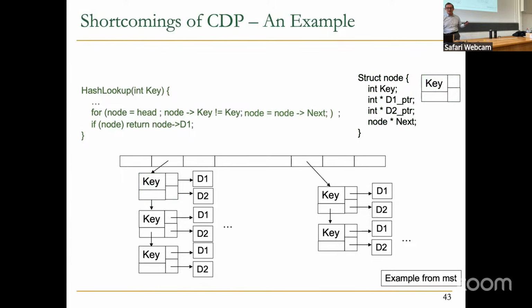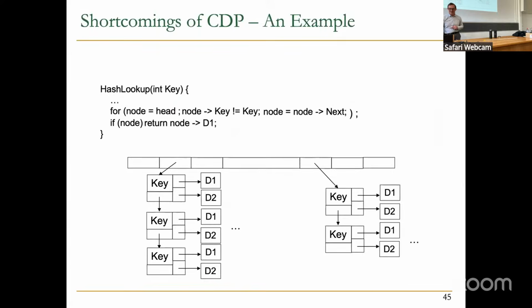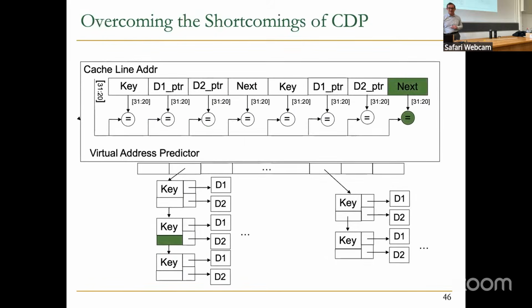But if you actually do this with the original content-directed prefetching proposal, this is how your cache blocks may be laid out. You prefetch essentially everything except for the key, because they're all pointers. And with a more intelligent proposal, you prefetch only the next ones. Okay, that's the idea. Some animations are unfortunately broken over here, sorry, but that's the idea.